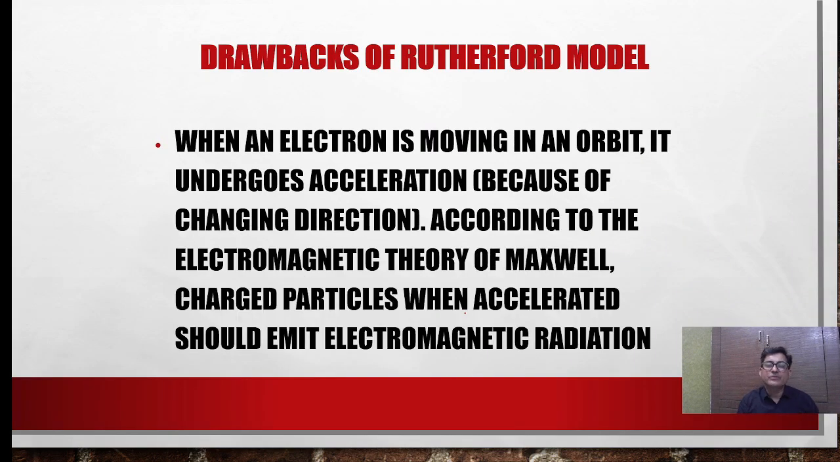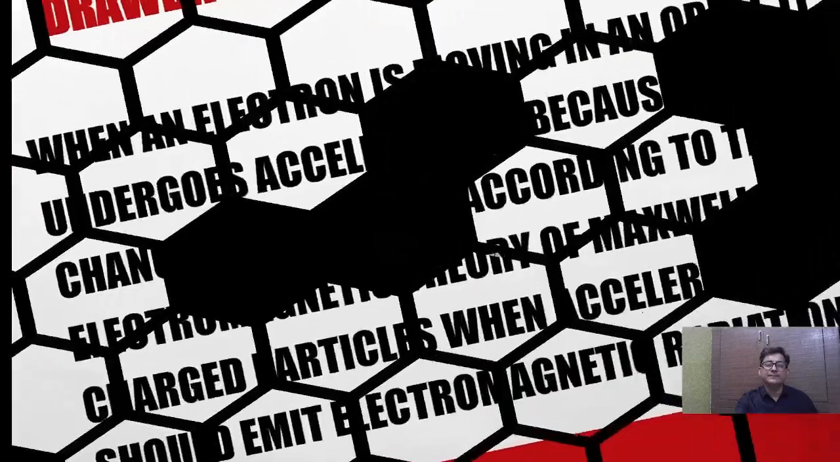Now, the drawbacks of Rutherford's model: when an electron is moving in an orbit, it undergoes acceleration because of its changing direction. According to Maxwell's electromagnetic theory, charged particles, when accelerated, should emit electromagnetic radiation. Due to losing energy, the electron will slow down and ultimately fall into the nucleus, which will spoil the identity of an atom. So in the next slide you can visualize it.